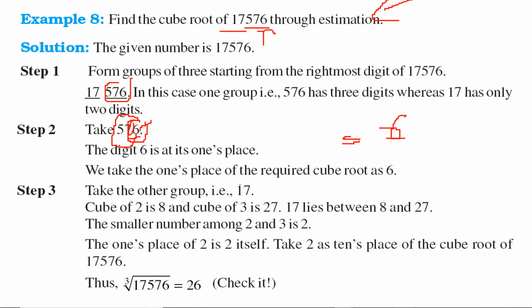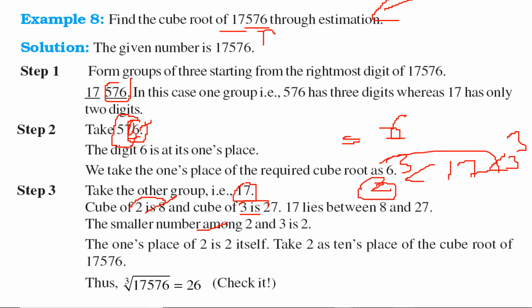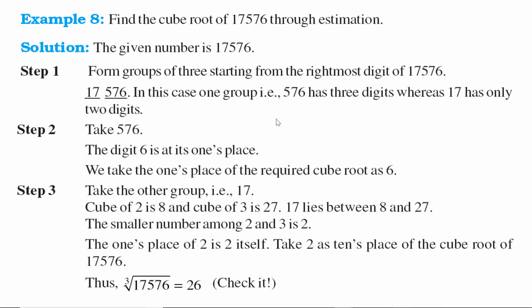Now take 17. Which two cube numbers does 17 lie between? 17 is greater than 8, 17 is less than 27. 27 is the cube of 3, 8 is the cube of 2. So 17 actually lies between 2 cube and 3 cube, right? So the smaller of 2 and 3 is 2. So we take 2 here. So 26 into 26 into 26 is indeed 17576. Therefore 26 is the cube root.